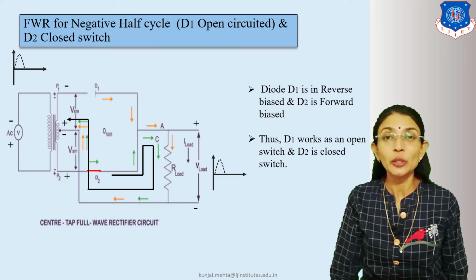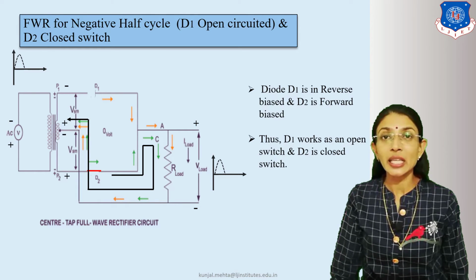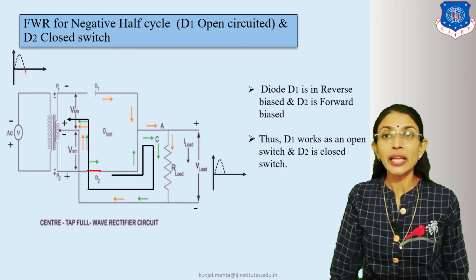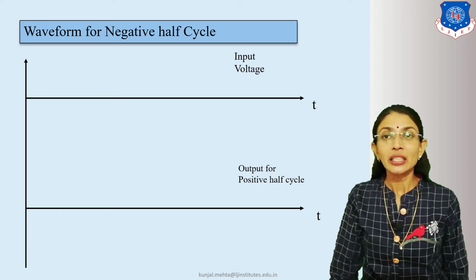Finally, what is the conclusion? The current flows during both half cycles through load resistance from top to bottom. From this concept, if the input cycle is negative, then the output cycle is positive, because in both of the half cycles, in positive or in negative, the current flows from top to bottom through the load resistance. Right? Finally, let's draw the waveform for negative half cycle.